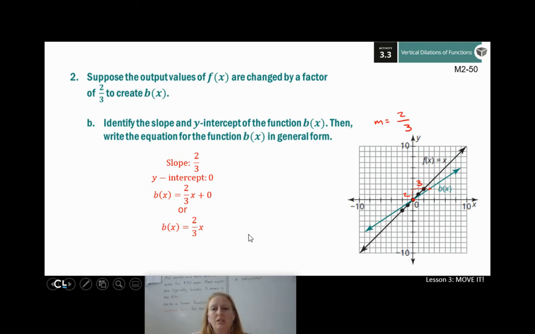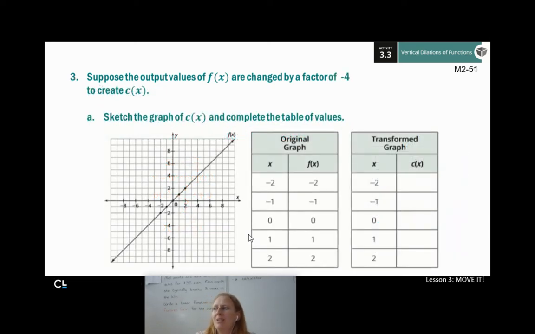Okay. Let's do another one. One more. Let's multiply our outputs by a factor of -4. Hit pause, do your table, do your graph, and then hit play when you're ready to check your work.